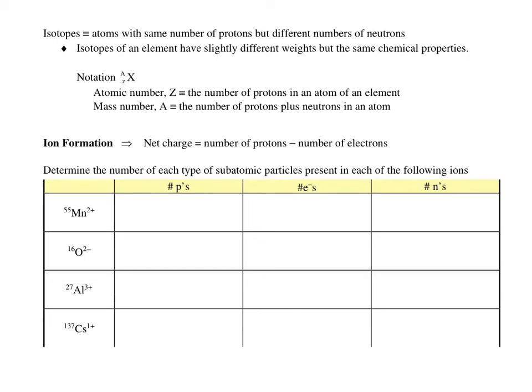Atoms can lose or gain electrons, resulting in ions. Ions have a net charge. We can determine the net charge by the number of protons minus the number of electrons.